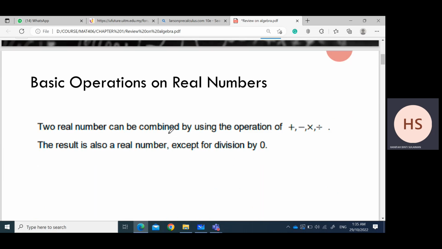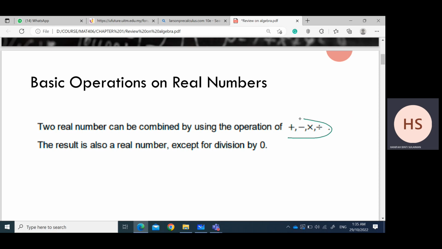Alright, so basic operation of real numbers. The two real numbers can be combined by using the operation of plus, minus, multiply, and division. Okay, so the result is also a real number except for division by zero. Okay, so untuk operation bagi number ni ada empat yang paling asas, iaitu adalah operasi tambah, tolak, darab dan bahagi. So semua operation ni dia melibatkan at least two real numbers.